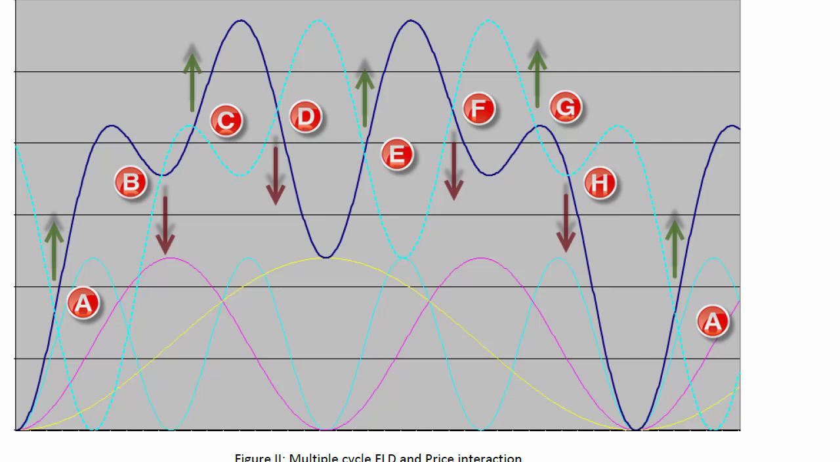is because there is not one cycle influencing the market at any time. There are in fact multiple cycles that are influencing the markets at any one time.